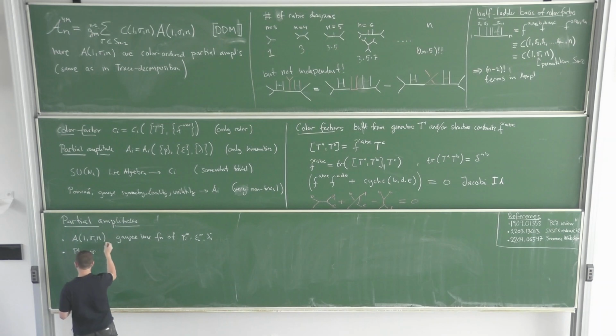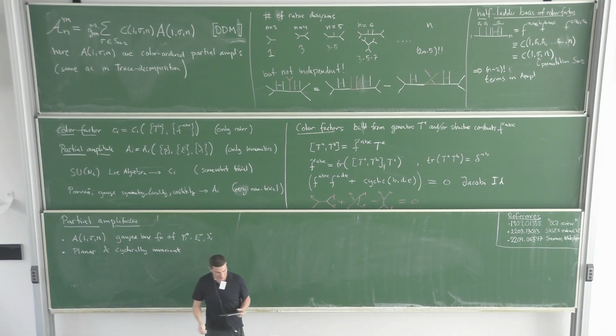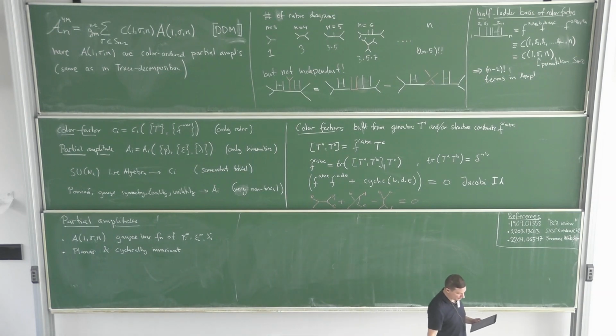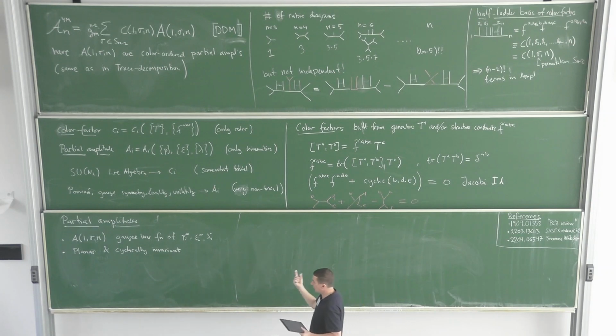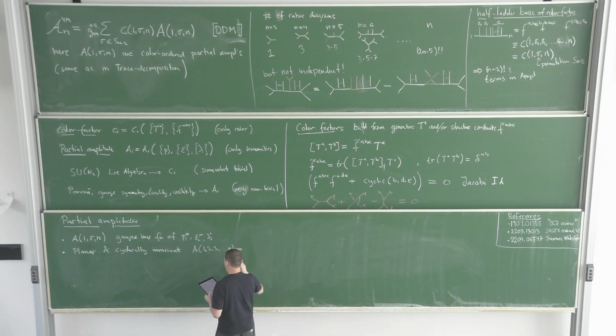And furthermore, one thing related to planarity is that they're cyclically invariant. So the full amplitude is, of course, fully permutation invariant. And some of that permutation invariance is inherited by the partial amplitudes, and it becomes cyclic invariance instead, rather than full permutation invariance. So this just means that if I write out all the sigma, for example, in the canonical ordering, I can just cyclically permute my labels, and it's still the same amplitude.